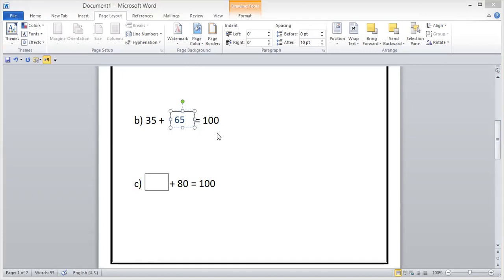Dash plus 80 is equals to 100. And I'm going to take Ayan Farhan. Yes, sir, it is 20. How is it 20? Why? Because 100 minus 80 is equals to 20.